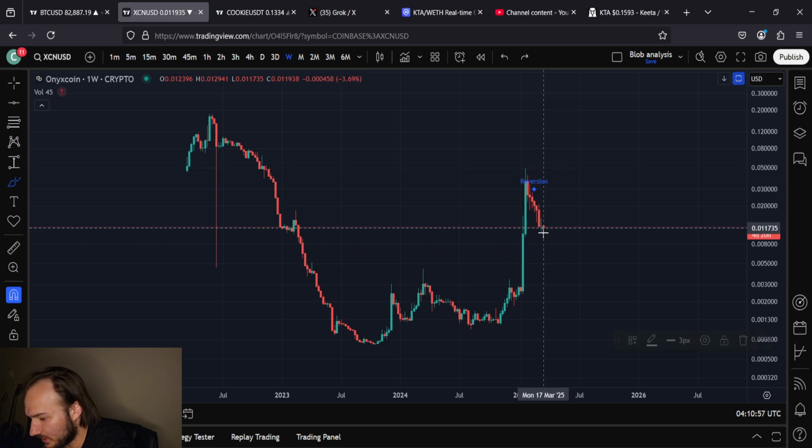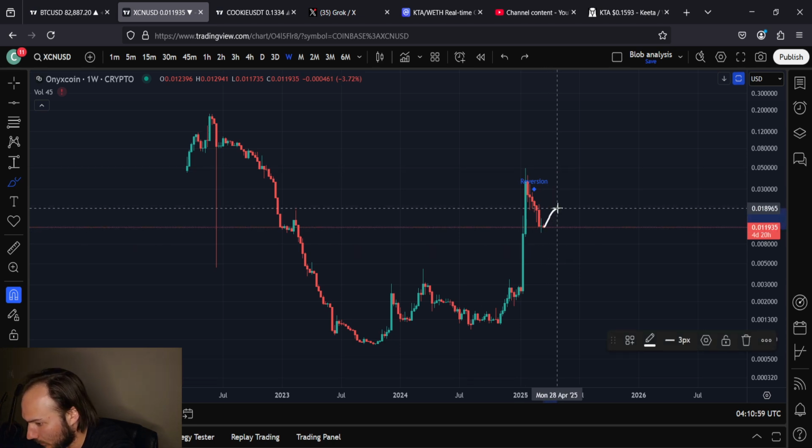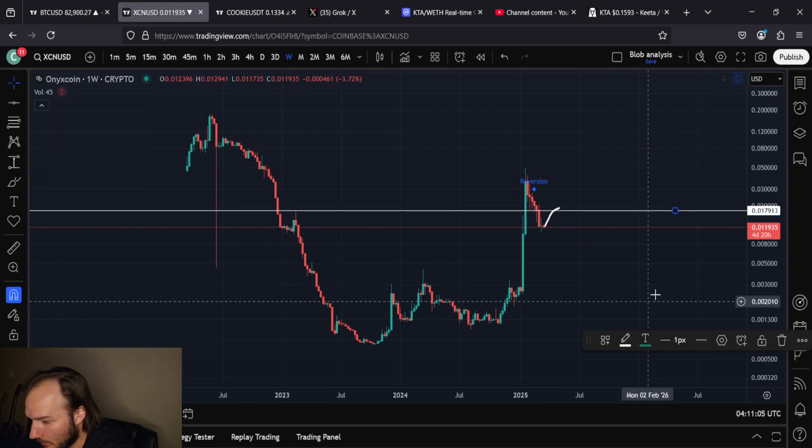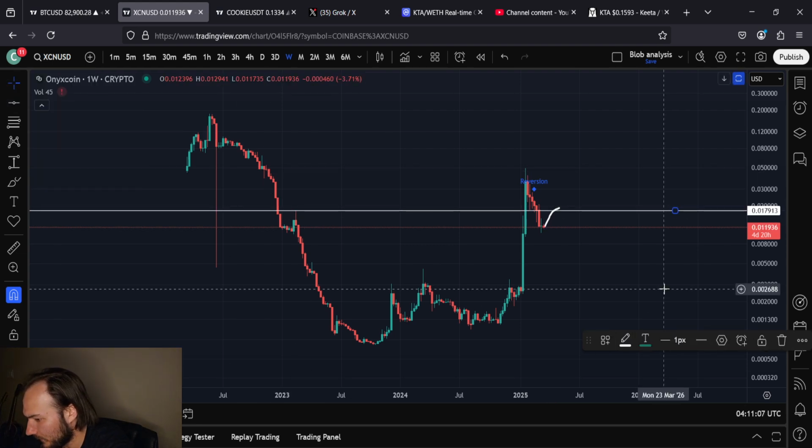But I would start to get excited if we can get above 1.9 cents. It might even be appropriate, in all honesty, to start getting excited if we get above about 1.8 cents. But time will tell. We'll see how it goes.